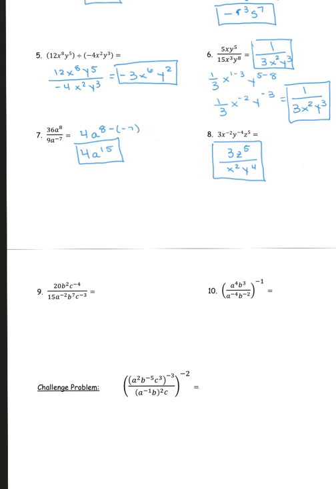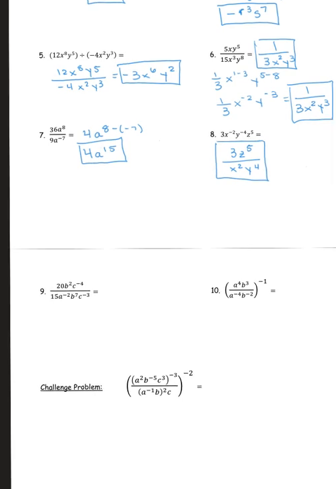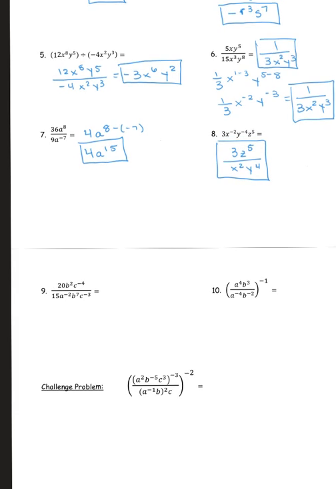Taking a look at number 9, again, it's easier to just go through each piece, all right? So I have 20 over 15. 20 is not divisible by 15, but I know they're both divisible by 5. Yes, they're both divisible by 5. So I can go ahead and divide my 20 by 5, which is 4, and divide my 15 by 5, which is 3.